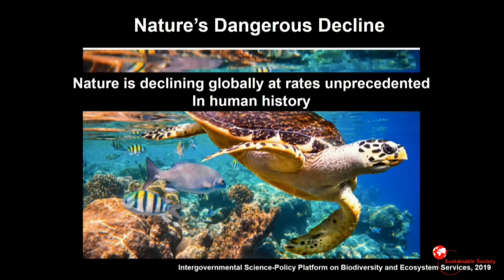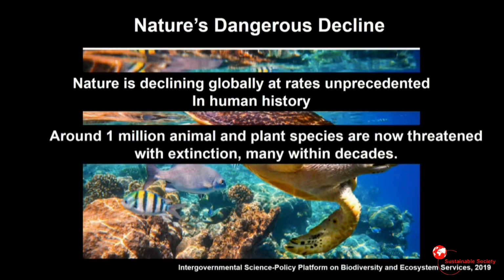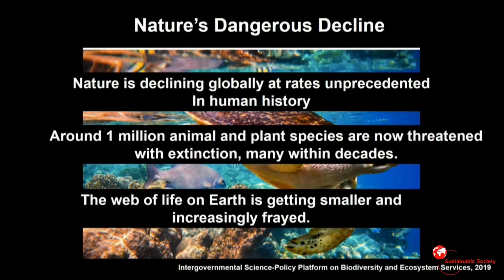They made a number of major conclusions. Here are the three most important ones. Nature is declining globally at rates unprecedented in human history. About 1 million animal and plant species are now threatened with extinction, many in just a couple decades. The web of life on Earth is getting smaller and frayed. Next slide.